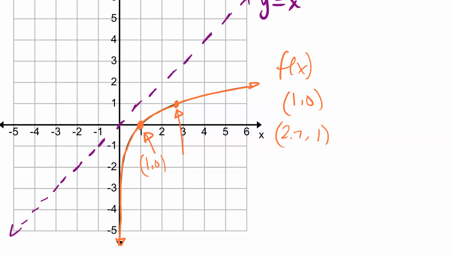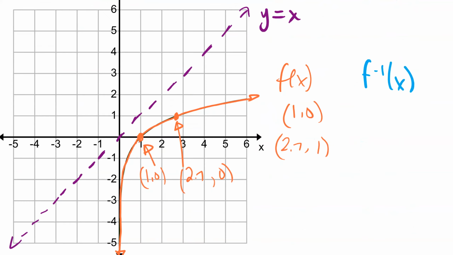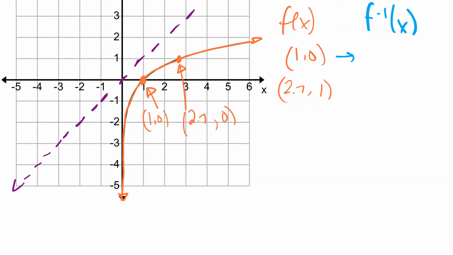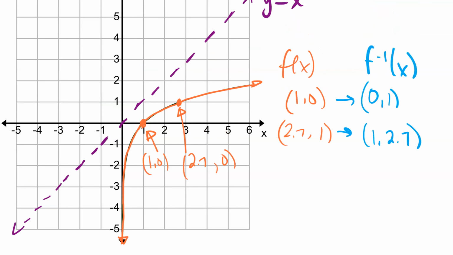This is the graph of ln of x, the natural log of x. That's what this graph is. That's how I know what number it is. Okay, so for my inverse, did I write inverse up here? Okay, I did. So I flip the x and the y's. So 0 comma 1 and 1 comma 2.7.